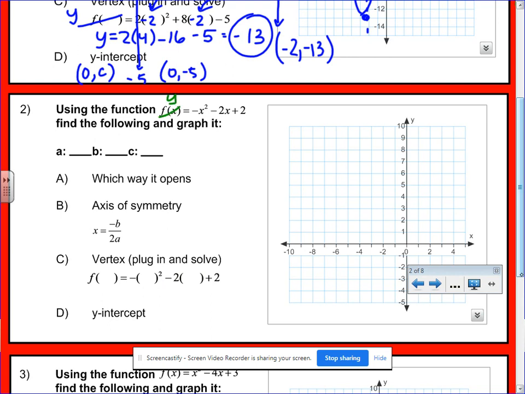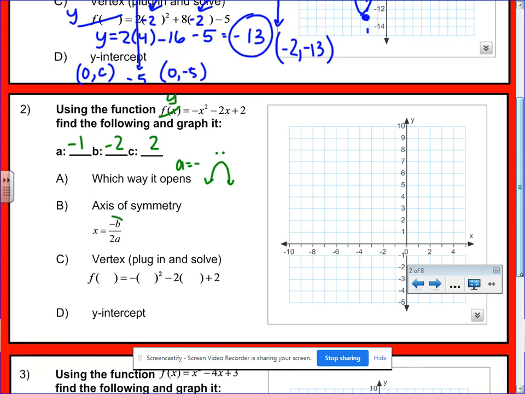Okay, so y equals negative x squared minus 2x plus 2. A is negative 1. B is negative 2. C is positive 2. Which way is it going to open? A is negative. So it's going to open down. It's going to be a sad face parabola.